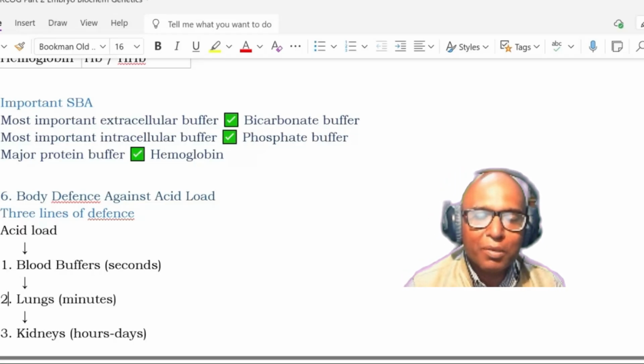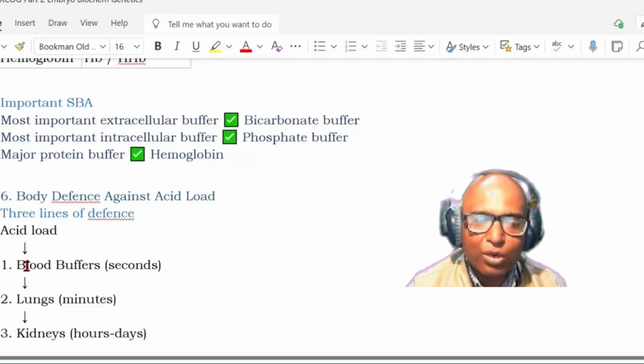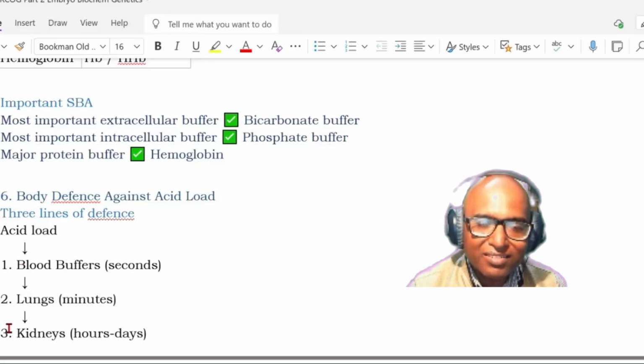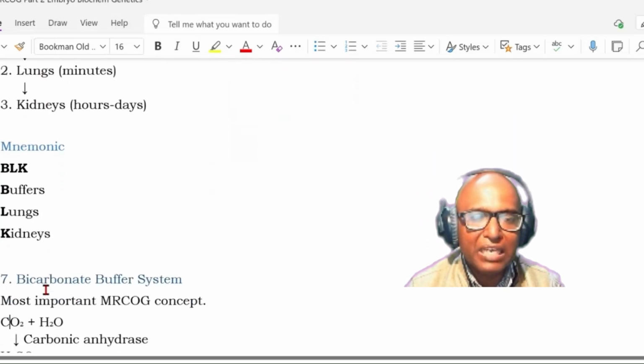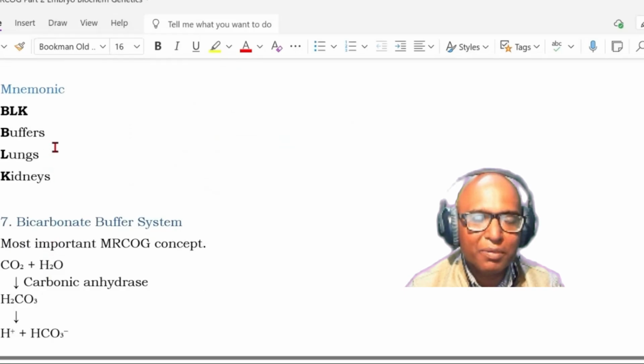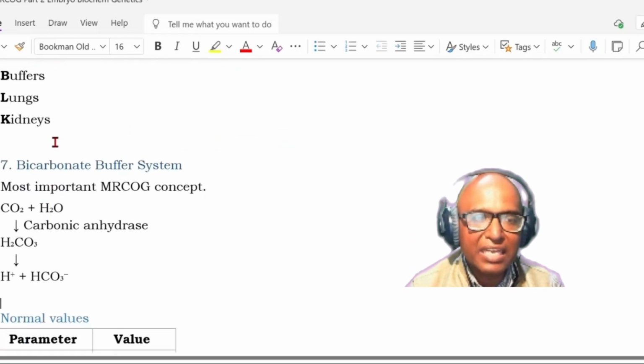So you remember the body's defense against acid load is BLK. B for blood buffers, L for lung, and K for kidney. So BLK is the buffer system. Blood buffers will act in seconds, lungs will take minutes, and kidneys will take hours to days. So this BLK is the mnemonic you should remember: blood buffers, lungs, and kidneys.